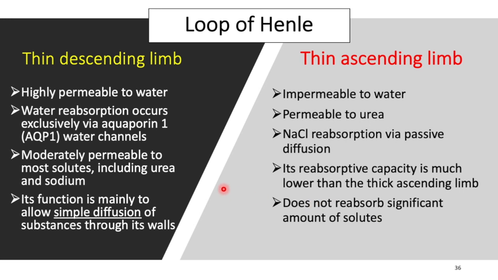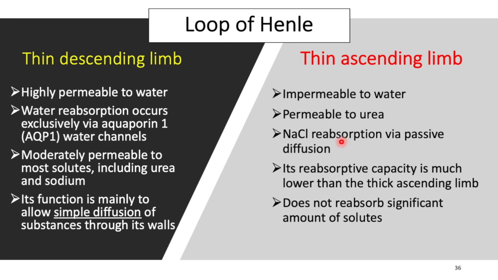The permeability of the thin descending limb to urea is important for urea recycling process. On the other hand, the thin ascending limb, unlike the thin descending limb, is not permeable to water, meaning water is not reabsorbed at this limb. This impermeability of the ascending limb to water is important for countercurrent multiplication process. This limb is also permeable to urea. So this permeability to urea is also important for urea recycling process. We will look into these two processes, countercurrent multiplication and urea recycling process, in another video.